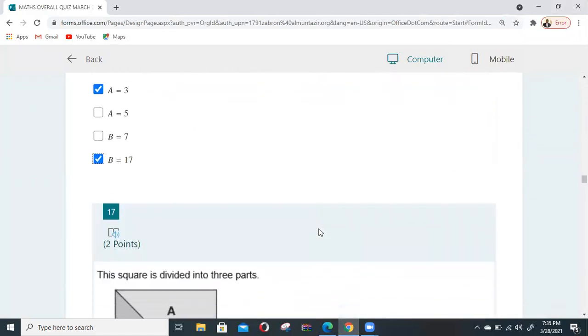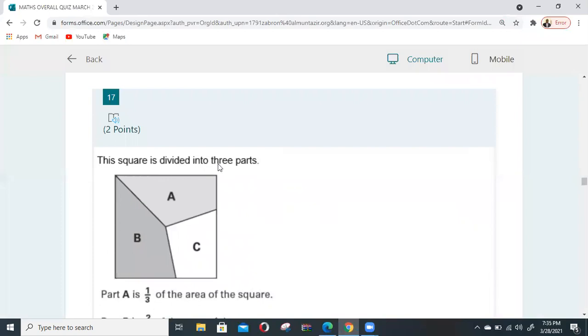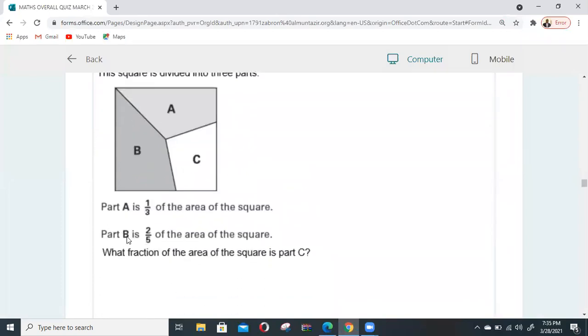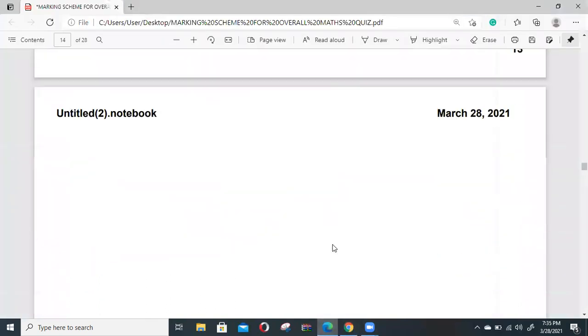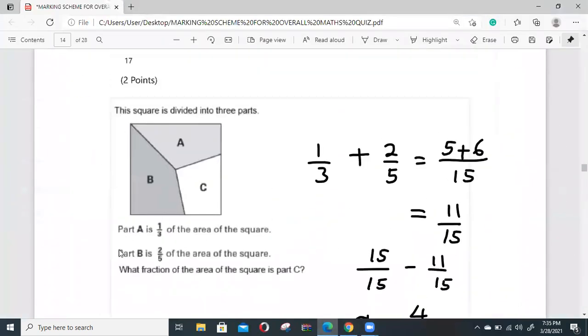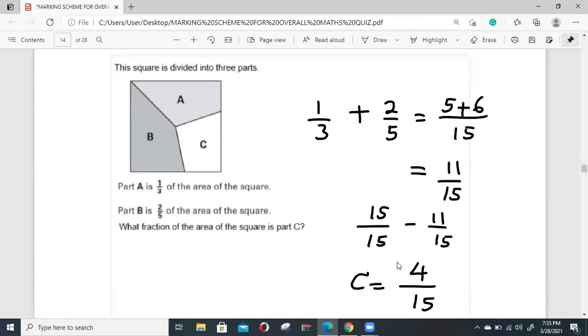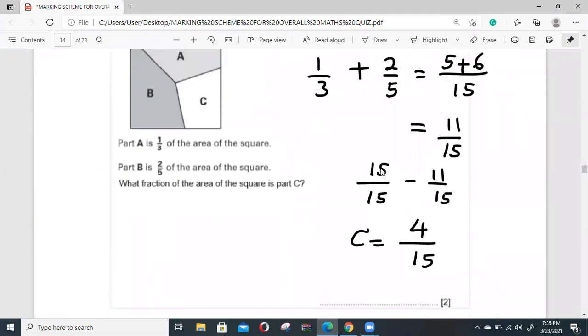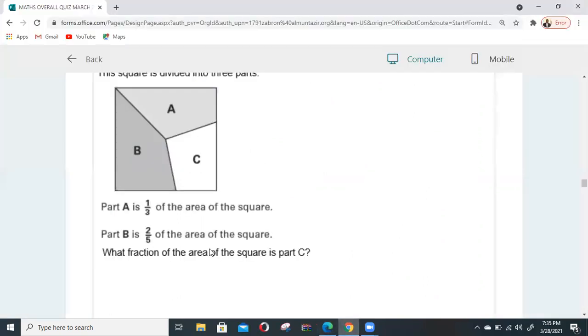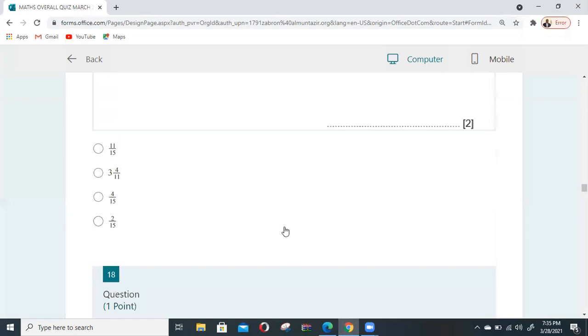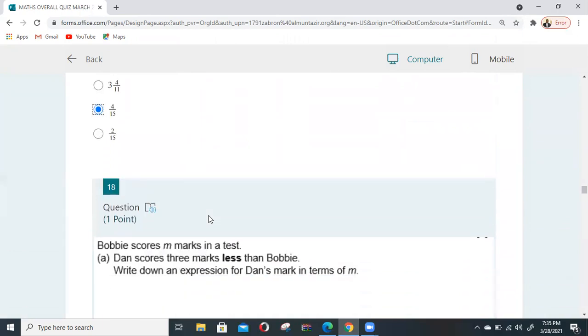Okay, this is another question here. This square is divided into 3 parts. You can see that, and this question I've done it somewhere here. Okay, this is a square. Part A is 1 over 3, part B is 2 over 5. What fraction of the area of the square is part C? So go ahead adding those fractions, and then when you subtract from 15 out of 15, which is the whole thing, you get 4 over 15. Okay, so 4 over 15, you look here if you have got that choice, 4 over 15. Yes, we do. We have 4 over 15, so click that, and then you're good to go.